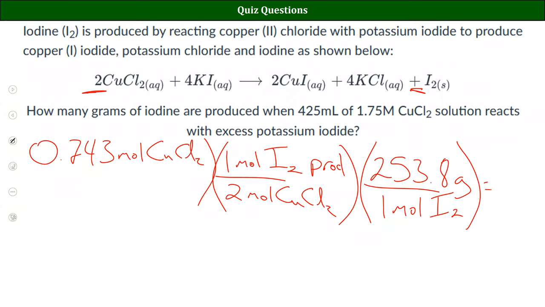Then we plug this in, 0.743 divided by 2 times 253.8 should give us our 94.4 grams produced. A common place that people have issues with these sorts of conversions.